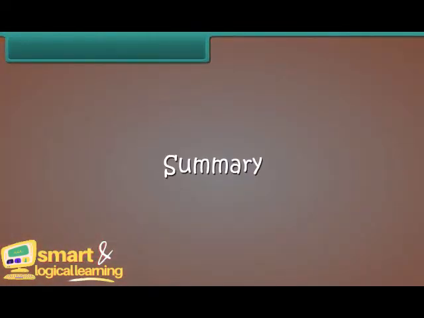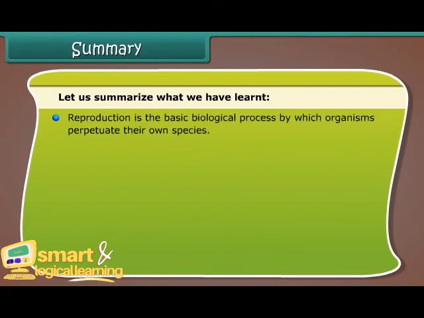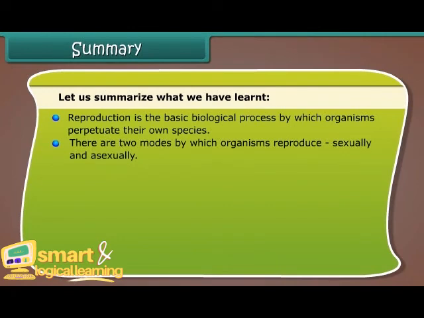Summary. Let us summarize what we have learned. Reproduction is the basic biological process by which organisms perpetuate their own species. There are two modes by which organisms reproduce: sexually and asexually. Both modes of reproduction have their own merits and demerits.